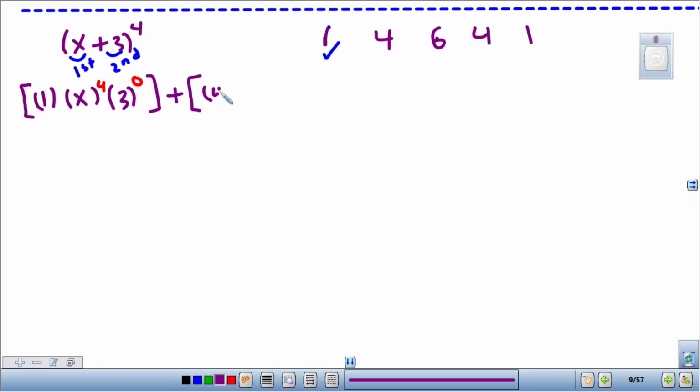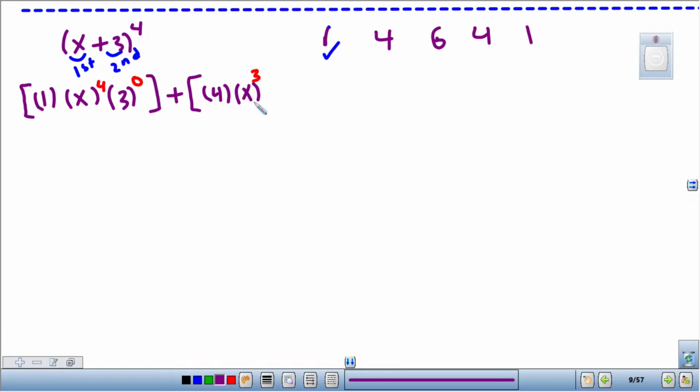Help me out here. 4 times what? X to what power? I need some feedback from you guys. Okay, so remember, if I start with 4th, I have to lose a power, and then the other item would... thank you, Johnny. So it's going to be actually 3.